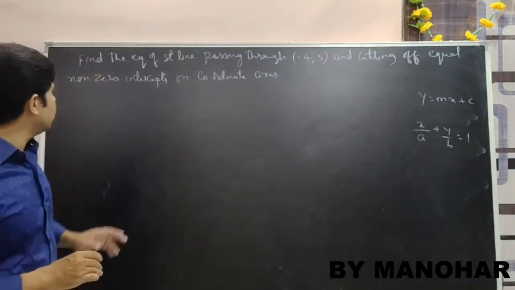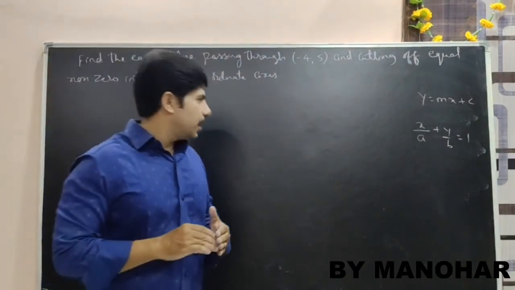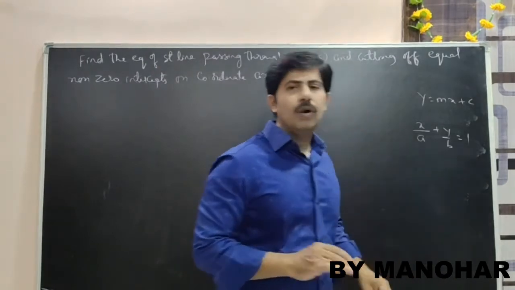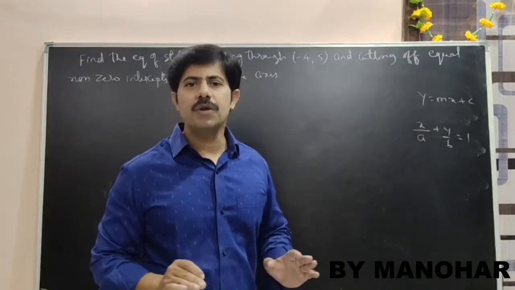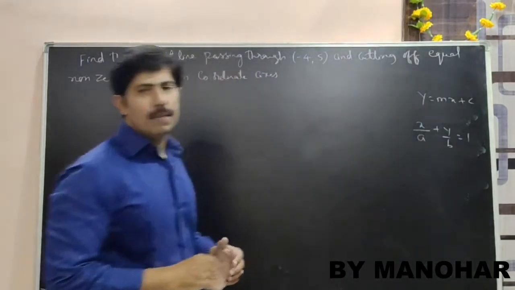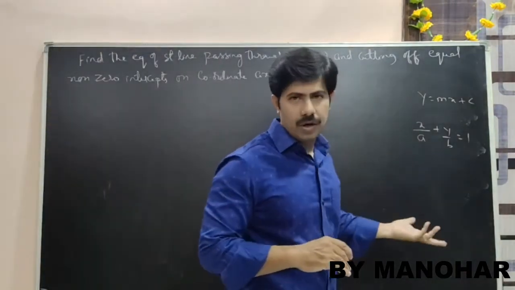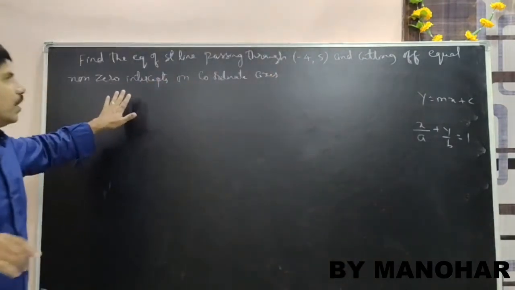And in the question they gave non-zero intercepts. The meaning of non-zero intercepts is that the a value and b value are not zero. The values of a and b are non-zero numbers. Other than 0 we will get. Suppose if they are 0, what will become? x/0, not defined. y/0, not defined. That's why he has used the word non-zero intercepts.